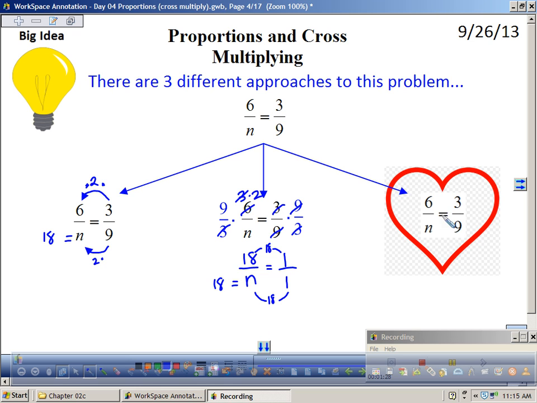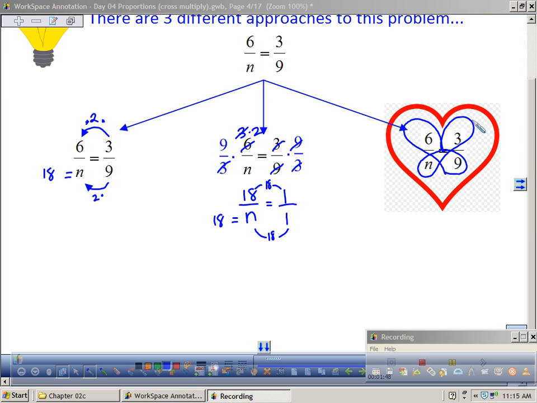Or there's the one where it's the heart method, cross multiply. I know, it doesn't look like a heart, but another teacher that I've talked to likes this heart method. That's how she does it. Can you tell it's not normally what I do?